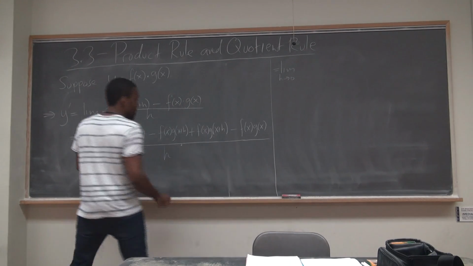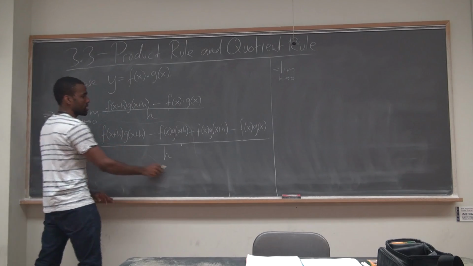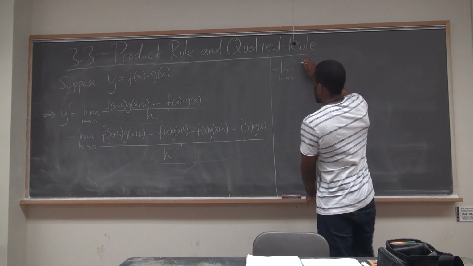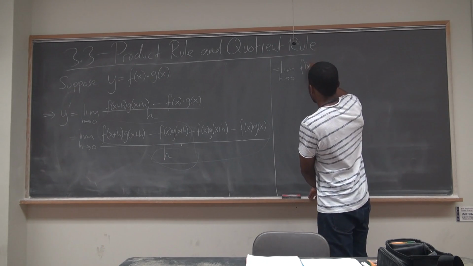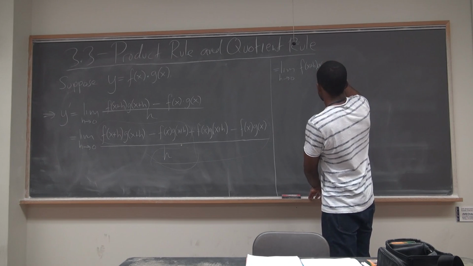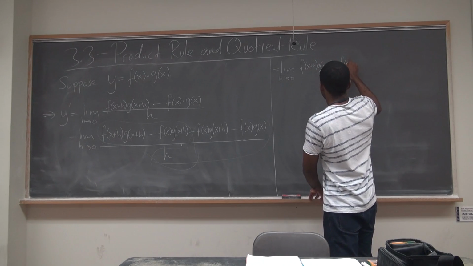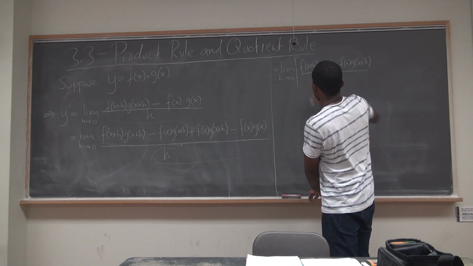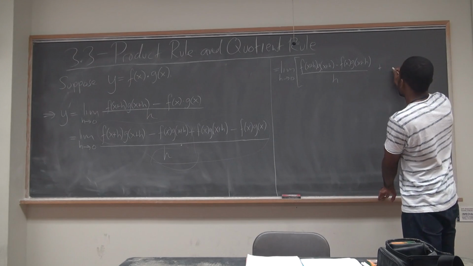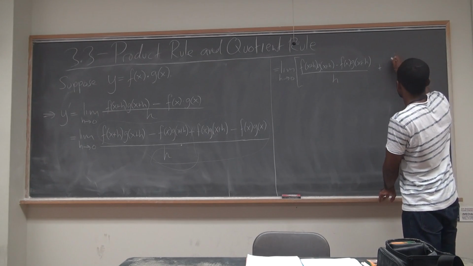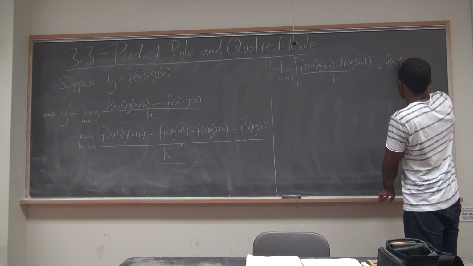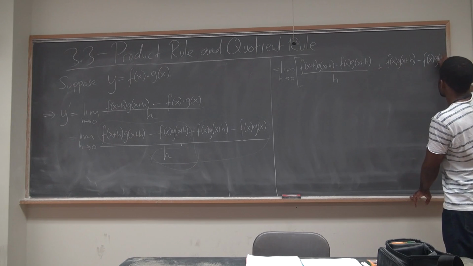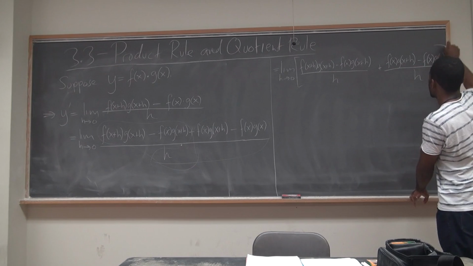What I'm going to do now is split this into two fractions. I can split into that and this. What's going to happen now? I'm going to have f of x plus h times g of x plus h minus f of x times g of x plus h over h, plus f of x times g of x plus h minus f of x times g of x over h.